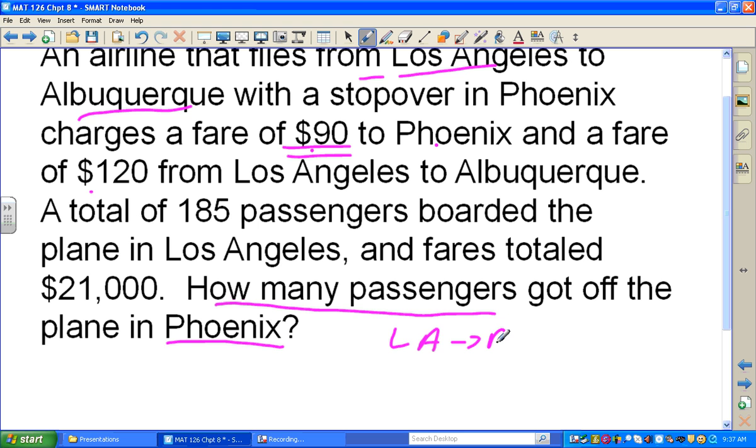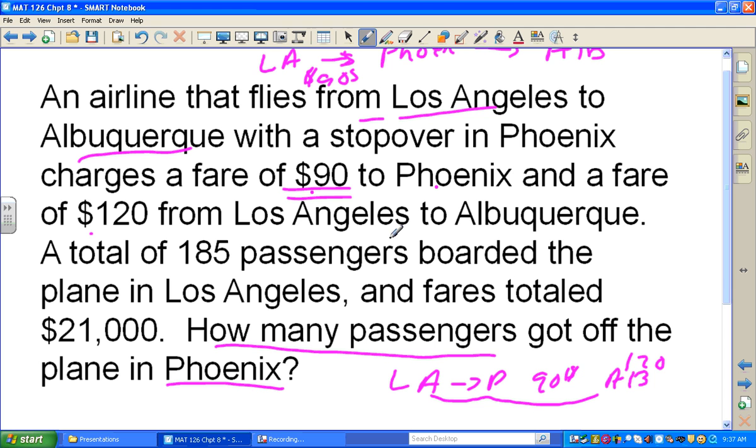LA to Phoenix, 90. LA to Phoenix to Albuquerque, 90 minus 120. That's just a single flight in between. I don't think so.